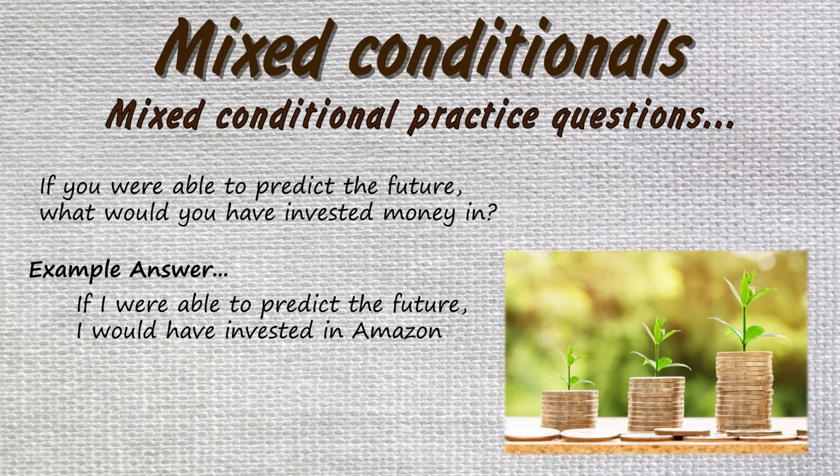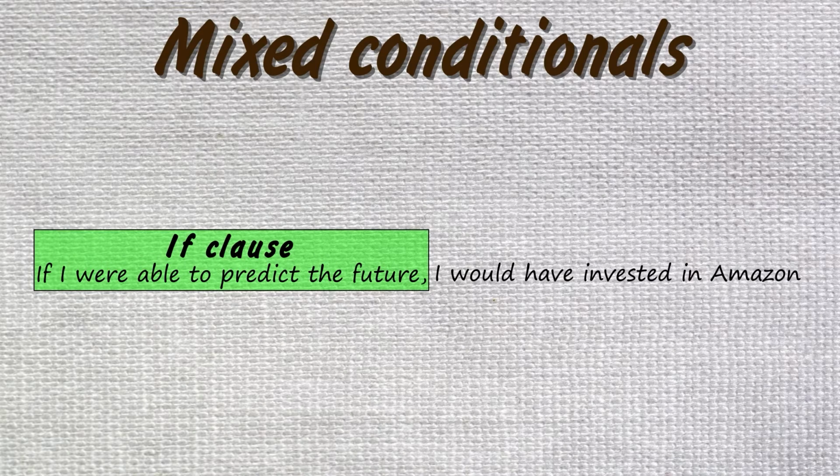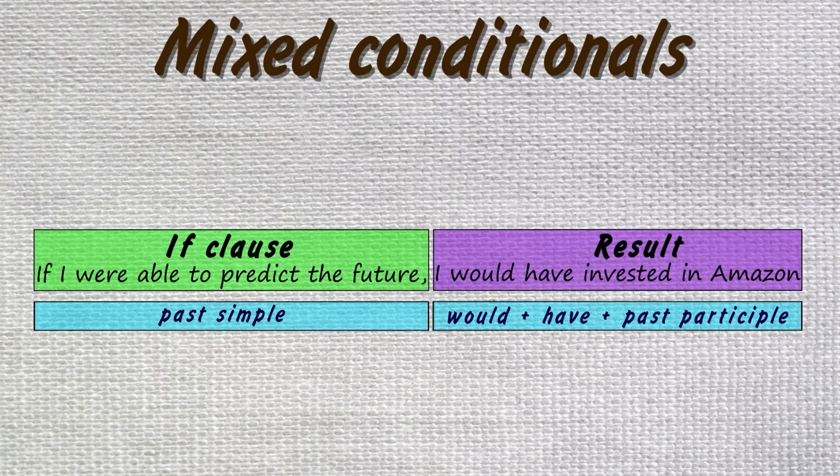This is an example of a present hypothetical condition having a result in the past. For this type of conditional, we have the if clause in the past simple, and the result clause is would plus have plus past participle.